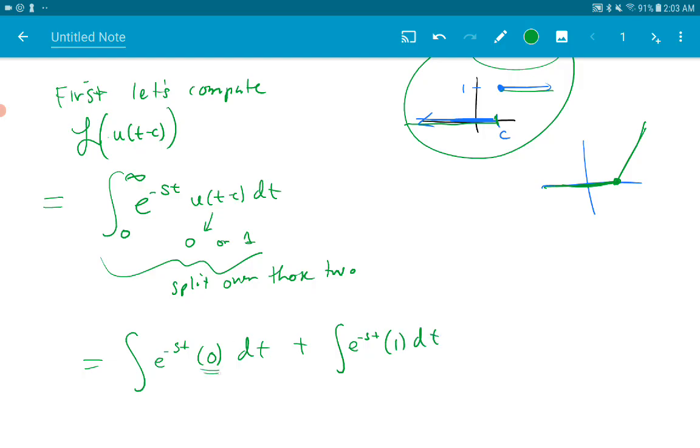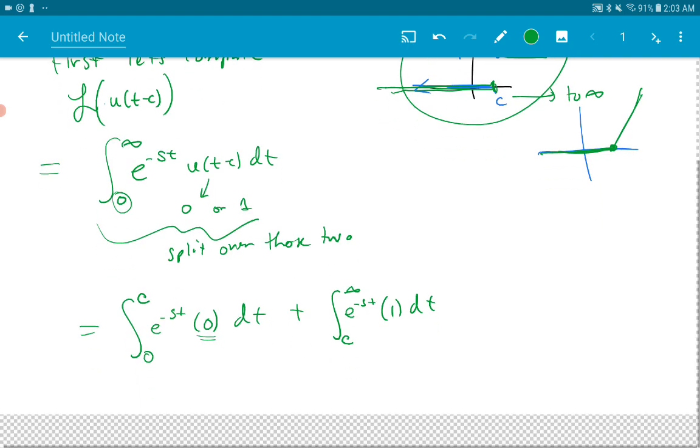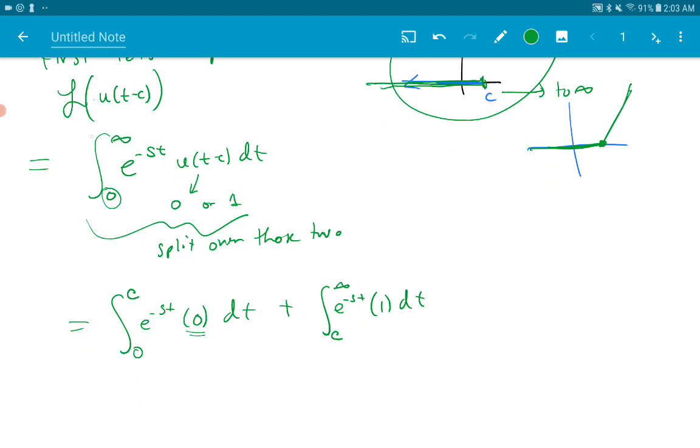Well, when is it 0? It's 0 from the left end of the interval up to c. So since we're starting at 0, it'll be from 0 up to c. And when is it 1? It's 1 from c to infinity, so this will be from c to infinity. You can always break up a definite integral. Right now it's going from 0 to infinity, and we split it into two pieces. This one goes from 0 to c, and this one goes from c to infinity. Why would we want to break it up there? Because u takes on different values in those two places.